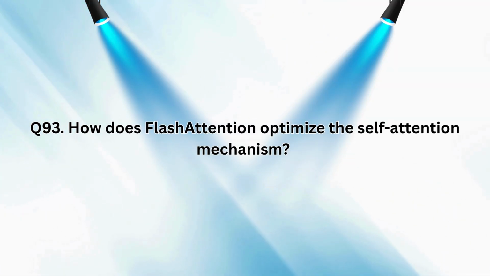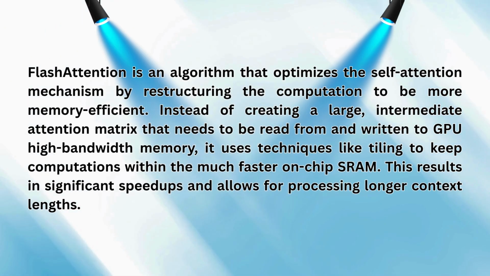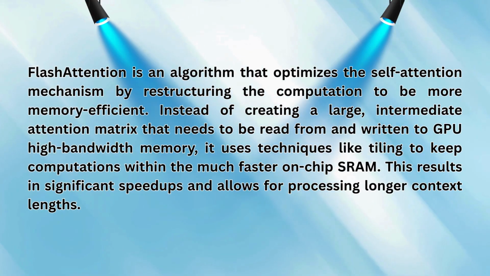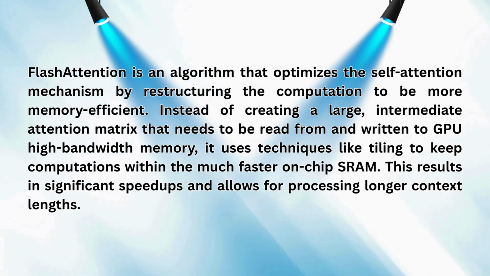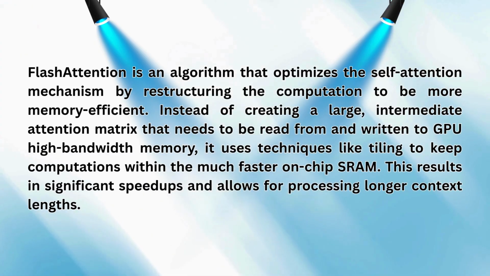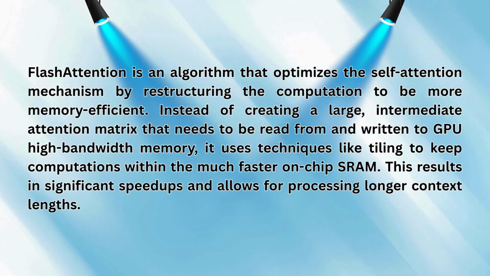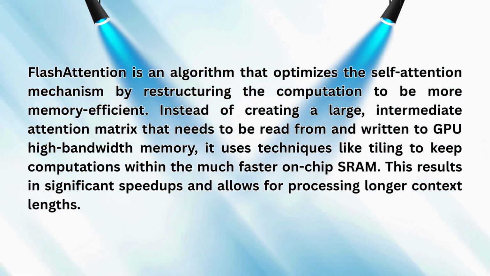How does flash attention optimize the self-attention mechanism? Flash attention is an algorithm that optimizes the self-attention mechanism by restructuring the computation to be more memory efficient. Instead of creating a large, intermediate attention matrix that needs to be read from and written to GPU high bandwidth memory, it uses techniques like tiling to keep computations within the much faster on-chip SRAM. This results in significant speedups and allows for processing longer context lengths.